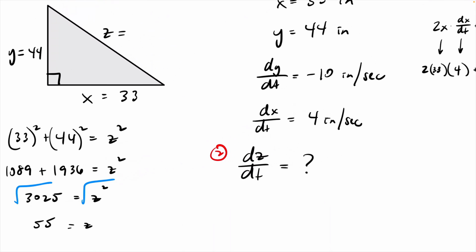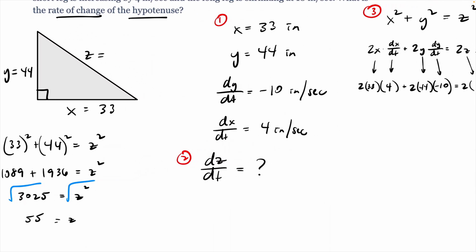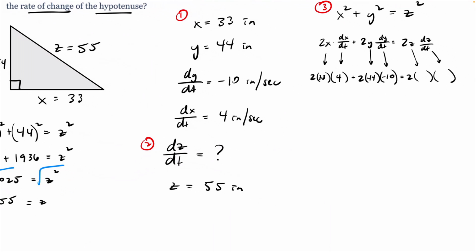The reason I was able to do that so fast is because it's a special type of right triangle. It's a 3, 4, 5 right triangle. If you divide them all by 11, it would be 3, 4, and 5. So now I know z. Well, I knew it to begin with, I just didn't solve for it. So we actually know z is 55 inches. So that means 55 over here.